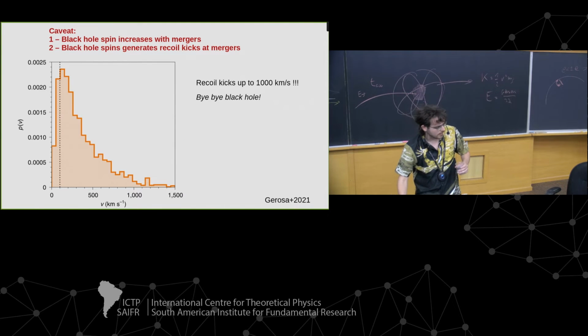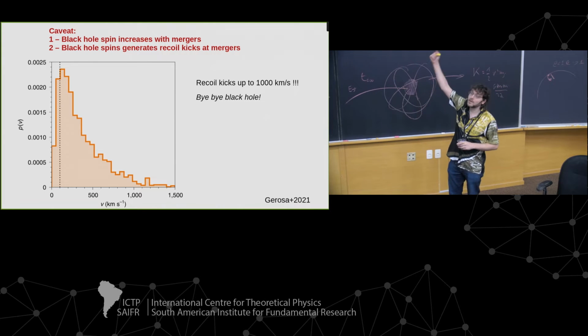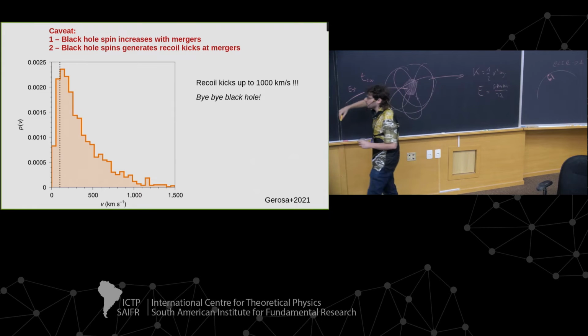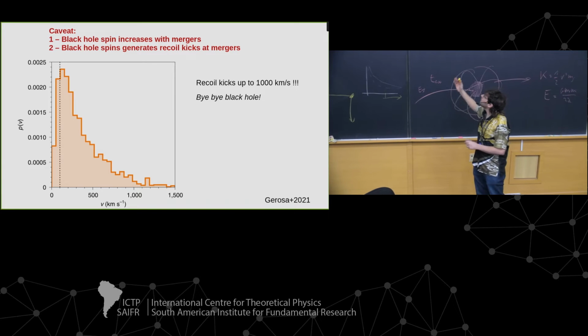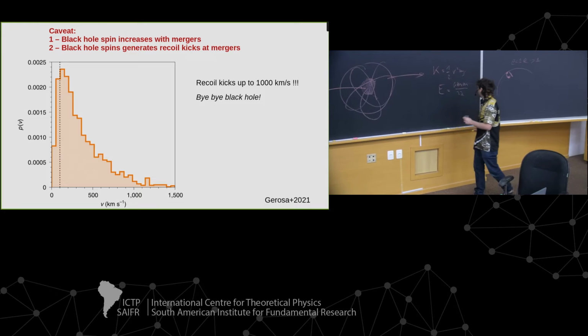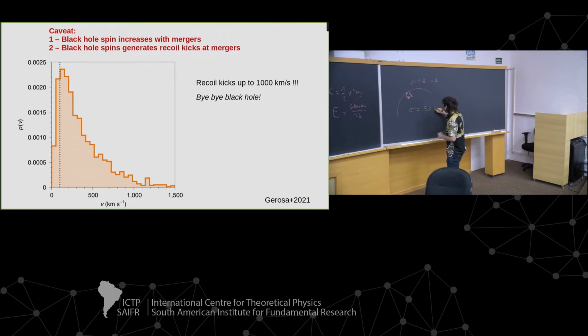The problem is that if black holes are spinning and they merge, they have a gravitational wave recoil kick that is shown here. This is for the same population as in the previous plot. These recoil kicks will kick the merger product in some random direction, and they can go up to 1,000, even 2,000 kilometers per second. If you think about that, the velocity dispersion of the biggest nuclear star cluster is about 50 kilometers per second. You can see that there is no way of retaining these merger products inside the cluster.